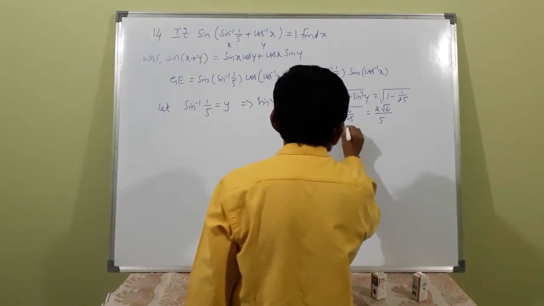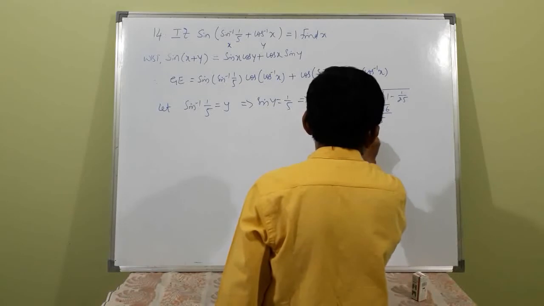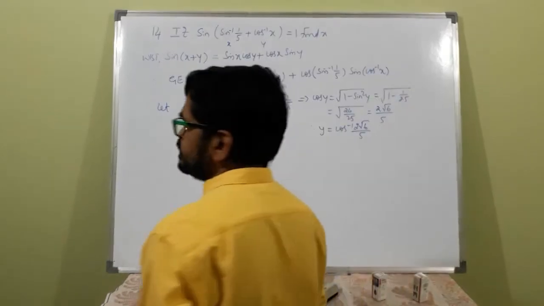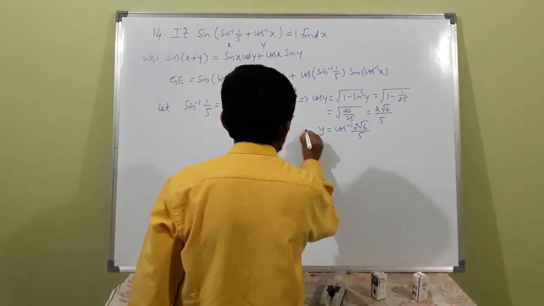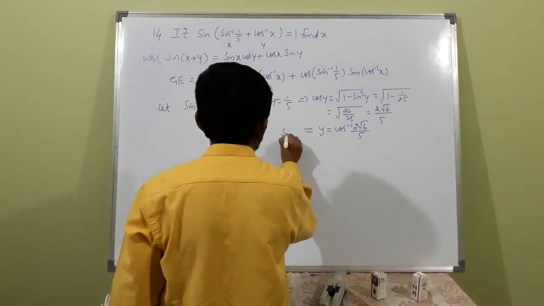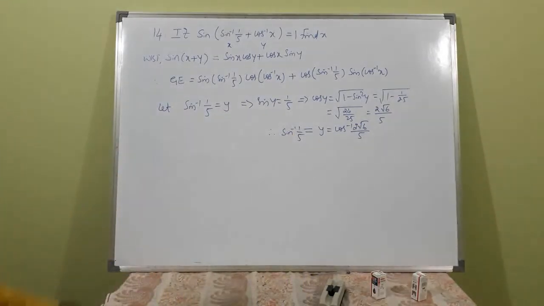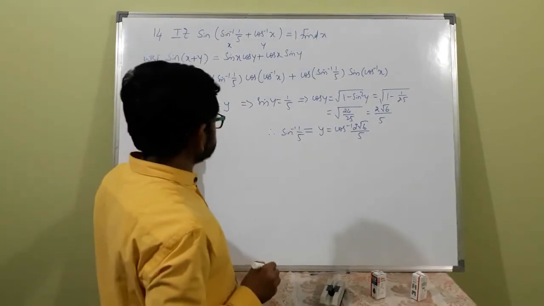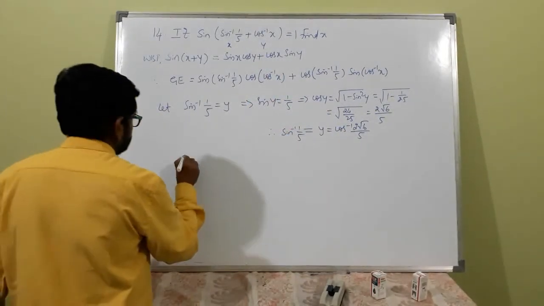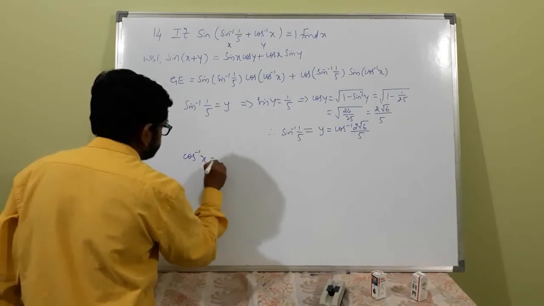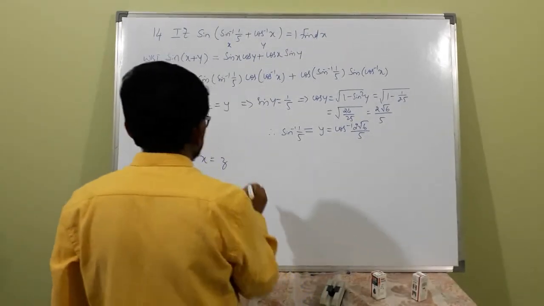So y is equal to cos inverse 2 root 6 divided by 5. What is that y? y is nothing but sin inverse of 1 by 5. So our intention is to find sin inverse of 1 by 5 in terms of cos, because we have to substitute here. Now cos inverse of x is equal to z. Say cos inverse x is equal to z.